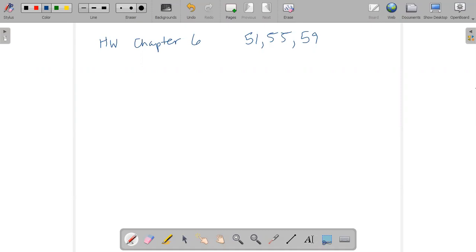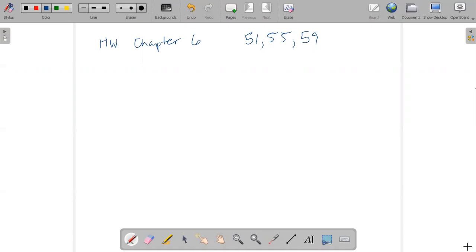Let's begin. 51 reads: calculate the final speed of the 2-kilogram object that is pushed for 22 meters by the 40 Newton force on a level frictionless floor. Assume the object starts from rest.